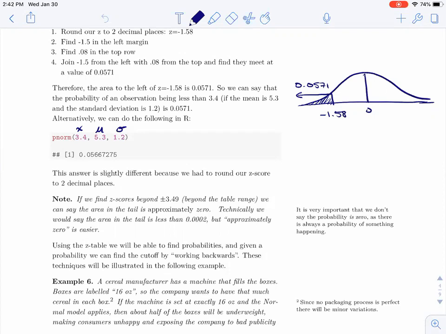Here I have a note: if we find z scores beyond plus or minus 3.49, beyond the table range, we can say that the area in the tail is approximately 0. Technically, we would say that it's less than 0.0002. Did I throw too many zeros in there? But approximately 0 is easier. And a very important note: we don't say the probability is 0, because it's never 0. If you tell me that a probability is 0, I'll have to take marks off. That's bad.